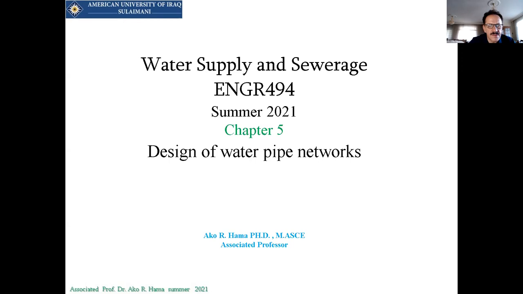Now, we have treated water, very clean water, and we want to supply it to the people. What will be the process here? We have the river, and there will be a water treatment plant. Then the clean water should be sent to the city, and in the city there will be a network. Usually we will have an elevated tank, and from the elevated tank, we have a distribution network.